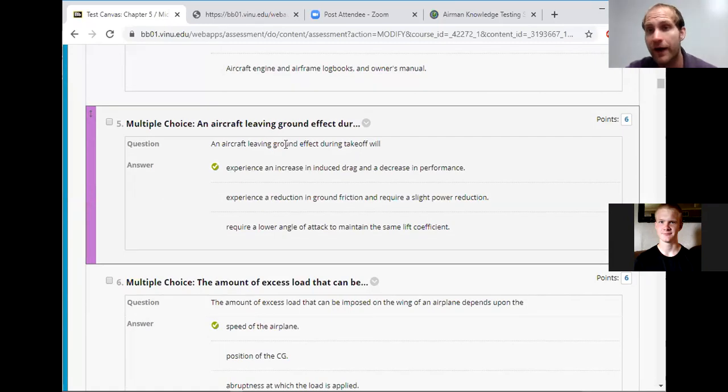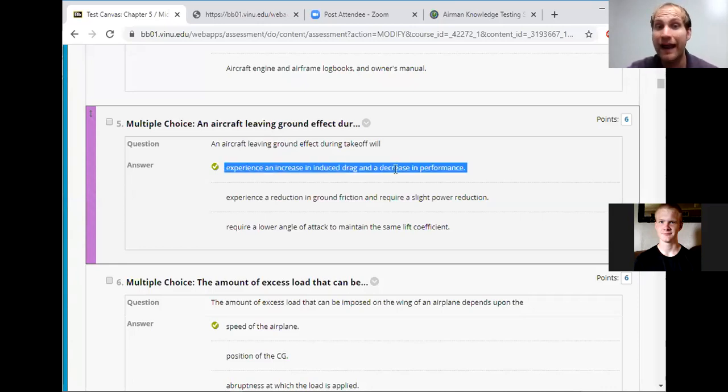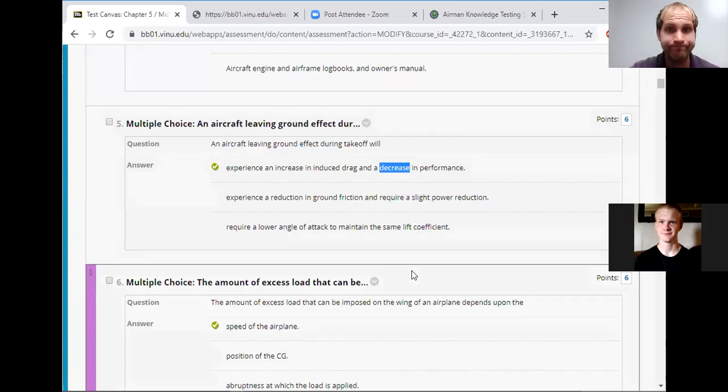And remember ground effect, it's reduction of induced drag when you are within 1 wingspan of the ground. Free lift without the drag penalty. So when you leave ground effect, when you climb higher than 1 wingspan, we have an increase in induced drag. Remember wingtip vortices, downwash, and we have a decrease in performance because drag hurts our performance.